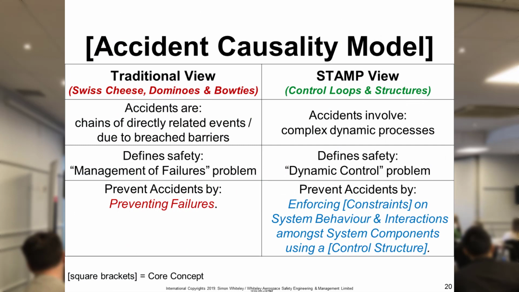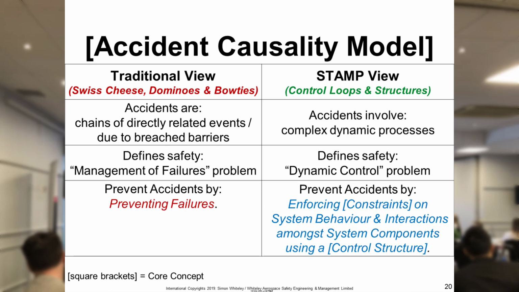And this is where we get into what STAMP is all about, what makes STAMP different and broader. On the left-hand side, I talk about the traditional view: Swiss cheese, dominoes and bow ties. The general principle is that accidents are chains of directly related events or due to breached barriers. And it essentially defines safety as a management of failures problem. So preventing accidents is essentially managing and preventing failures and the consequences of failures. Now the STAMP accident causality view is essentially the realm of what are called control loops and structures.